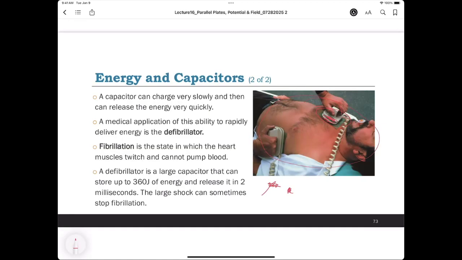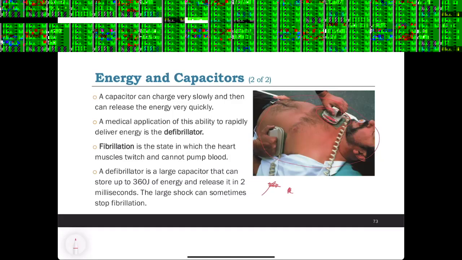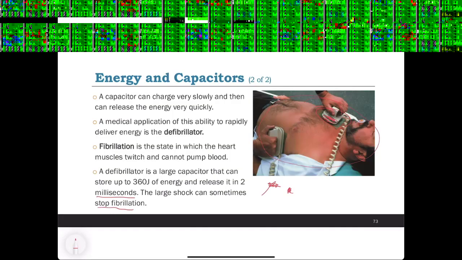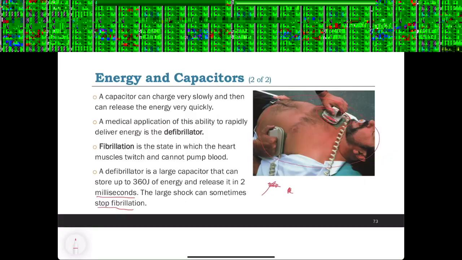Yeah, a large capacitor that can store up to 350 joules of energy and release it in 3 milliseconds. The large shock can sometimes stop fibrillation. That makes sense to you? It's just like this big energy. Why can the capacitor do these things?